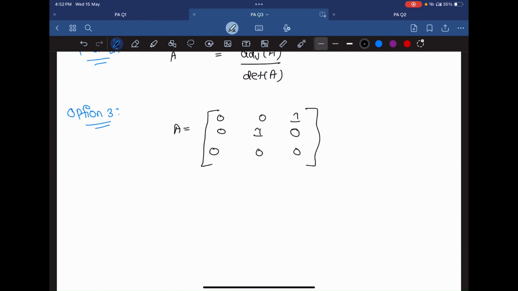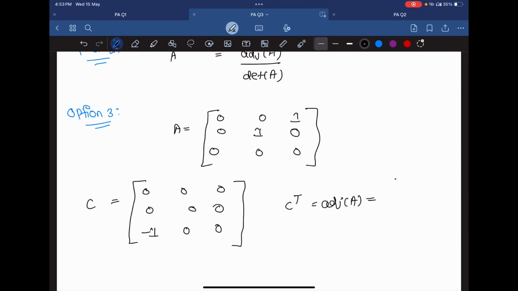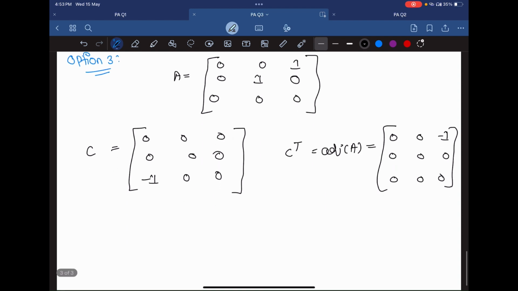Now, if we try to find the adjoint of this matrix, let's first simply calculate the cofactor matrix quickly. So this is the cofactor matrix. Now if we do the transpose of the cofactor matrix, that gives us the adjoint of matrix A. So it would be 0, 0, minus 1, 0, 0, 0, 0, 0, 0. So this is the adjoint for matrix A.